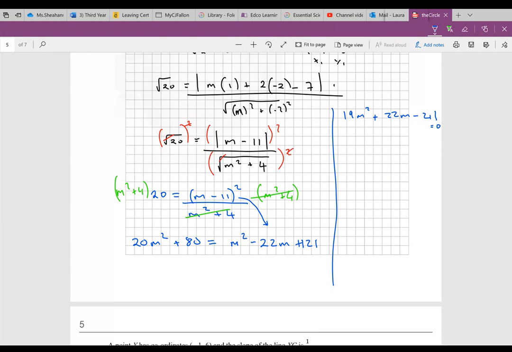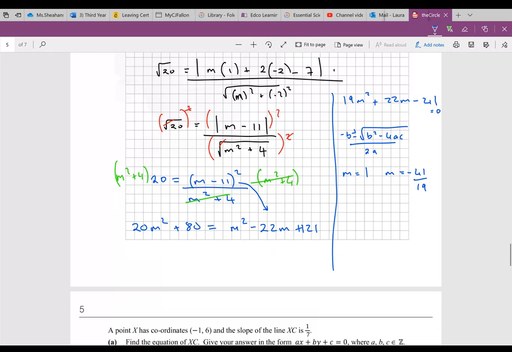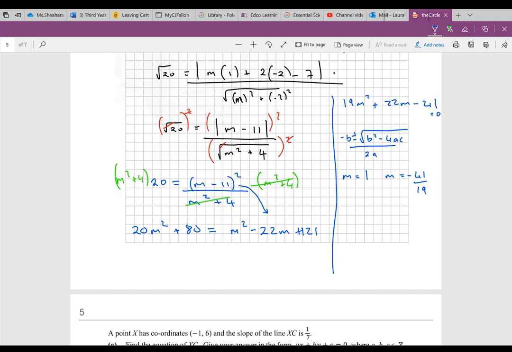And you can solve this however you want. You can attempt using fractions and brackets. I would probably go straight to minus b plus or minus the square root of b squared minus 4ac over 2a. Okay, regardless, you will get two values of m. m will equal 1 and m will equal minus 41 over 19. Okay, so the brackets will actually be relatively easy enough to solve here. And then you will have two tangents.